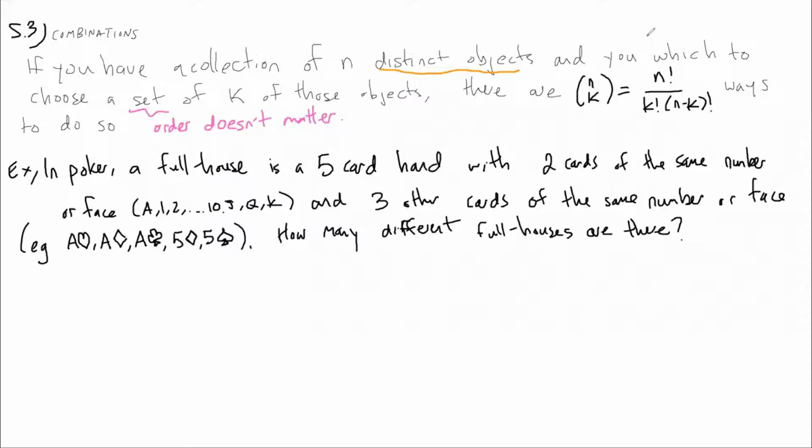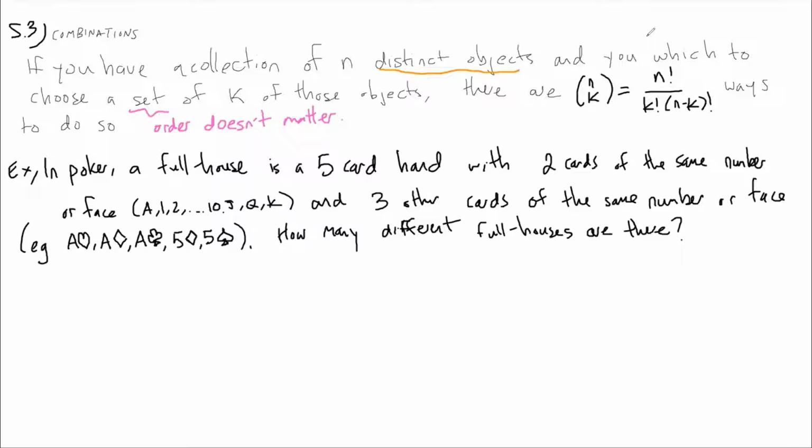All right, a second example. This one's for the gamblers. In poker, a full house is a 5-card hand from a standard 52-card deck, with 2 cards of the same number or face, so we're talking about the ace, 1, 2, jack, queen, king, and 3 other cards of the same number or face. So I just wrote an example of what a full house might look like.